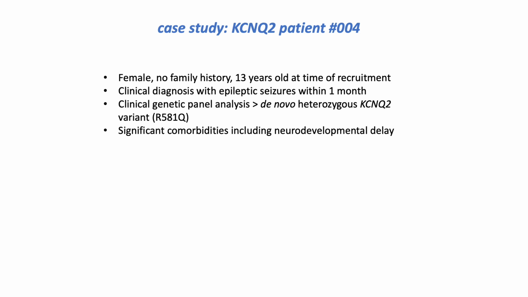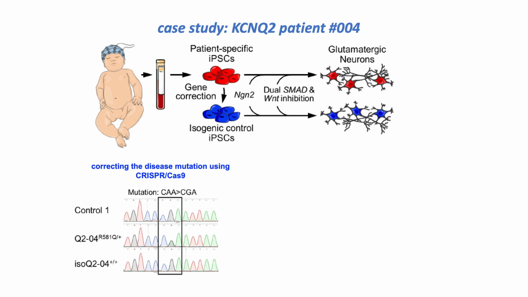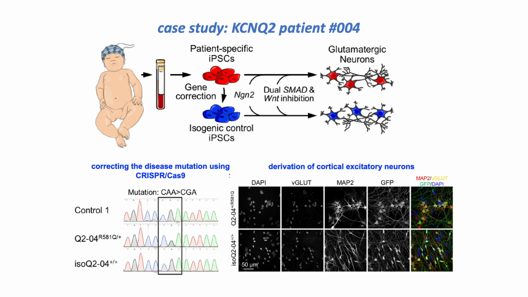Clinical genetic panel testing revealed a single de novo heterozygous variant in the KCNQ2 gene, which resulted in an R581Q amino acid change. At the bottom left, I'm showing you the sequencing chromatographs depicting the heterozygous mutation in the middle, in the case of the patient, and one of the isogenic control-corrected clones that we used in our study. At the bottom right, I'm showing you some basic characterization of the differentiated NGN2-based cortical excitatory neurons, all of which are glutamatergic, and all of which are earmarked with GFP so we can identify them in culture.